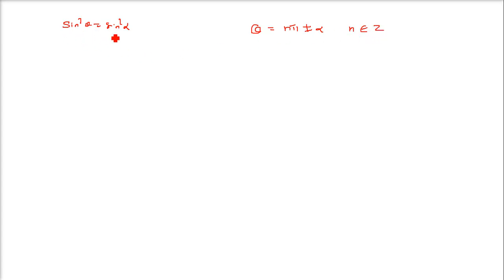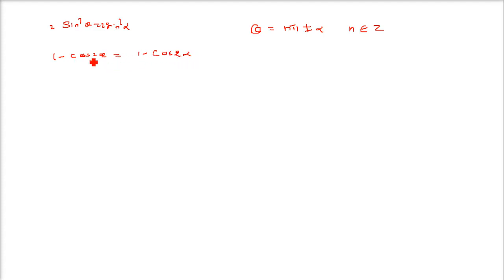So how are we going to get this? First of all, sin square theta equal to sin square alpha, we can multiply both sides by 2. What do you get? 2 sin square theta equal to 2 sin square alpha. 2 sin square theta is what? 1 minus cos 2 theta. And 2 sin square alpha is 1 minus cos 2 alpha.